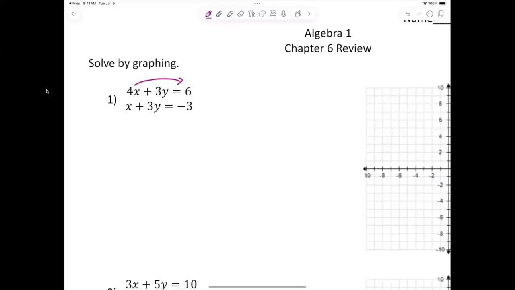I moved the 4x over. So, 3y equals -4x plus 6. Thank you, sir.